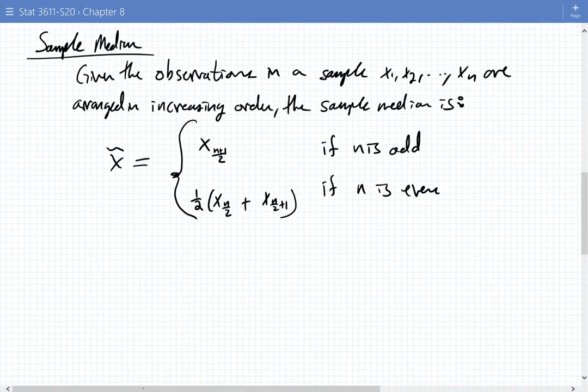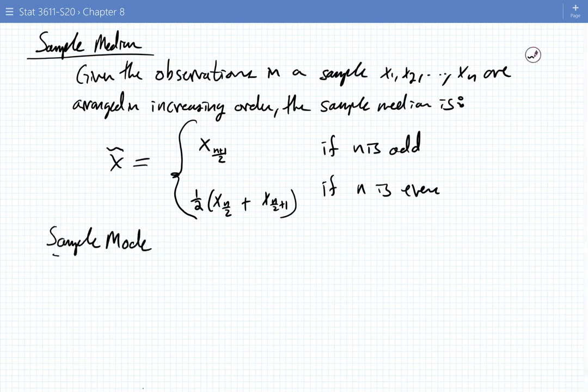Let's throw one more in here before we get to that example. The sample mode is very straightforward. Very direct, the sample mode. It's just the value of the sample that occurs most often.